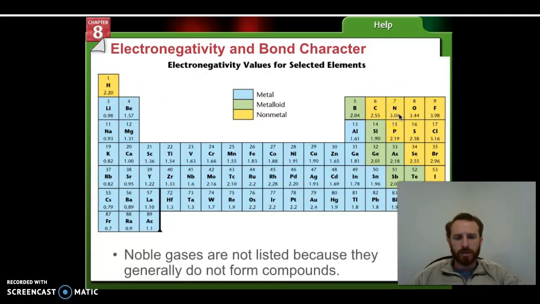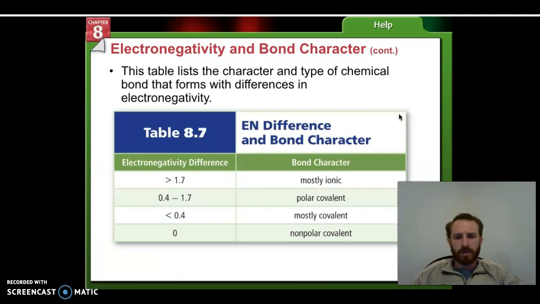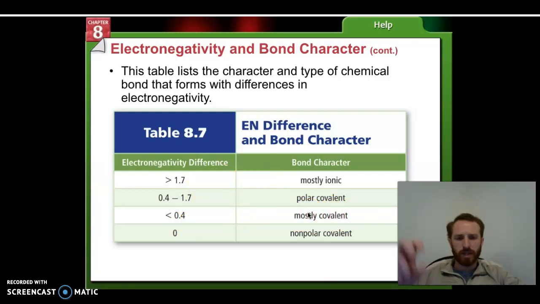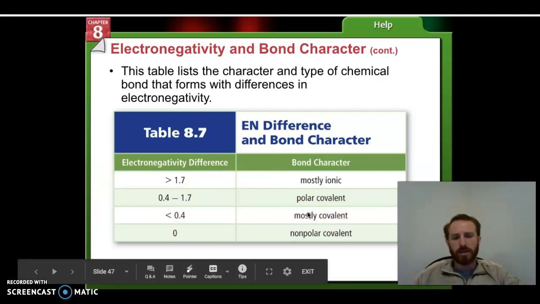Difference just means the positive value, whether it's positive or negative, it ends up being positive. So 0.35 on this would mean that it's actually mostly covalent, right? So it's pretty evenly being pulled between both of them.